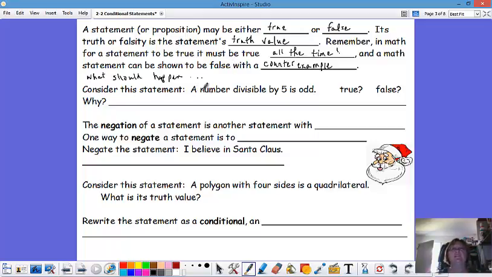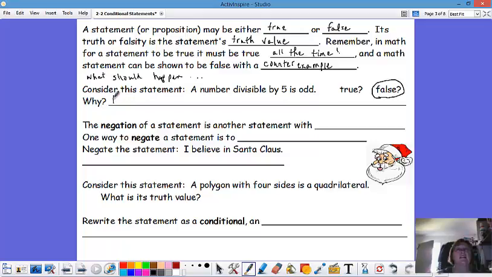And I have something for you to think about. Suppose we think about this statement. A number divisible by 5 is odd. I would ask you to think, is that true? And if it's true, it has to be true all the time. Or is it false? And if it's false, say why. So you start thinking about numbers that are divisible by 5. Well, certainly 5 and 15 and 25 are odd numbers. However, 20 is also divisible by 5, and it is not odd. This statement then mathematically is considered to be false because it's not true all the time.